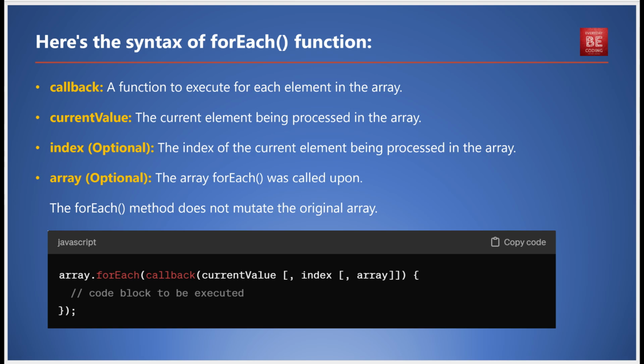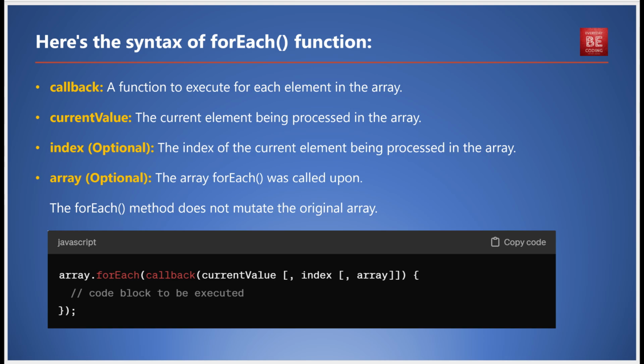It's a function you provide to be executed for each element in the array. The current value is the array element currently being processed. Think of it as the individual item in the array that the callback function is currently working with. Optionally, you can also include index, which represents the position of the current value in the array. Another optional parameter is the array itself, which is the array that the forEach function was called upon.